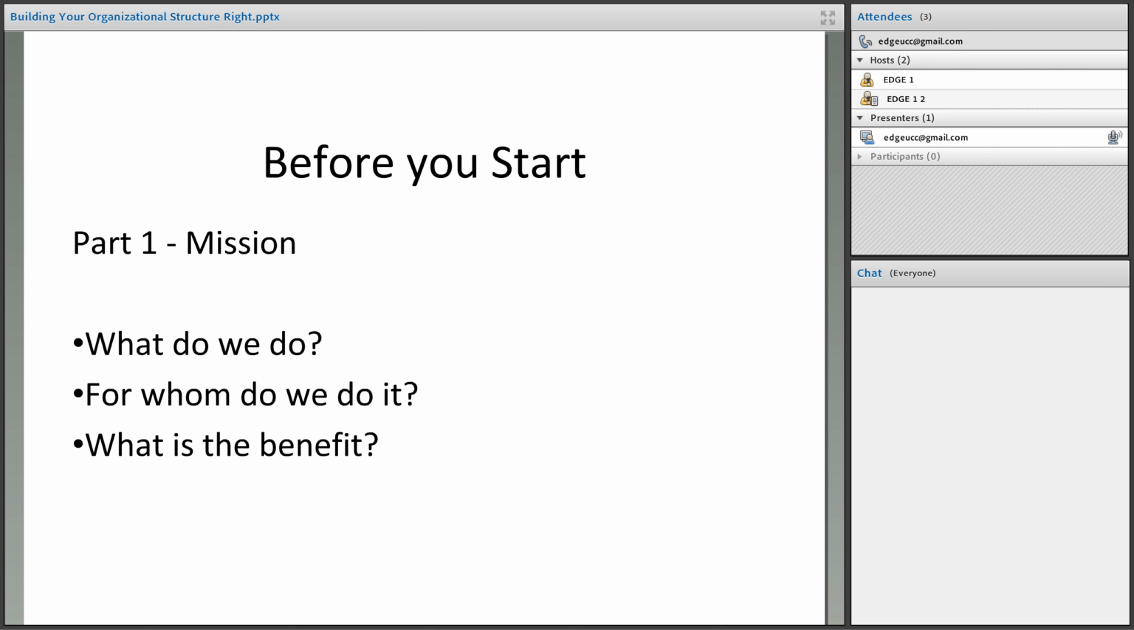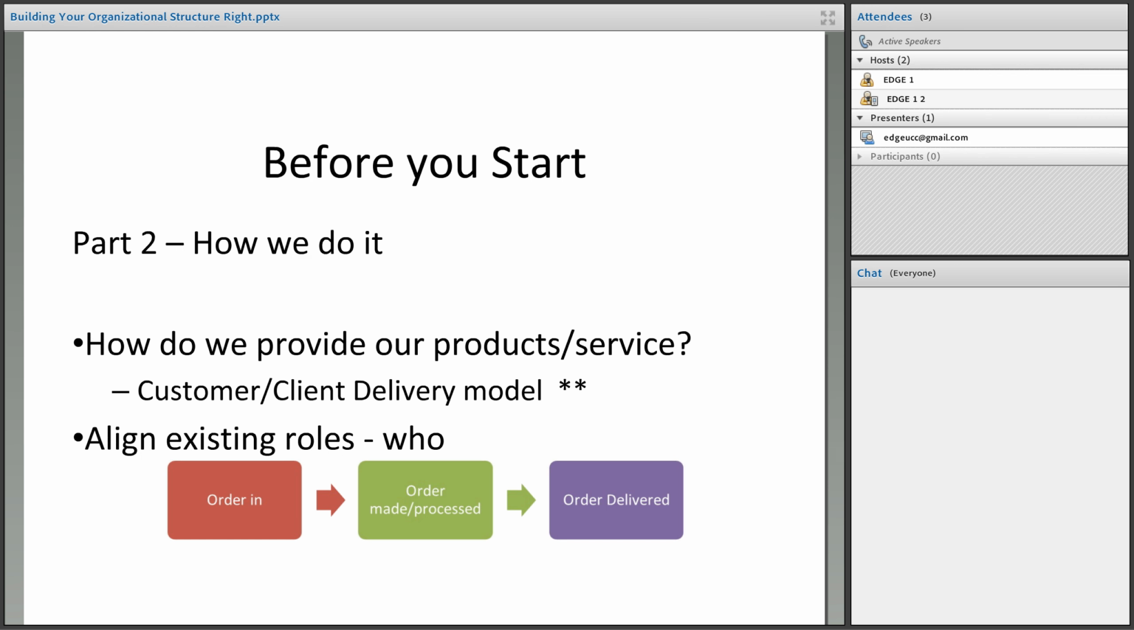And that is really important, to make sure that you're really clear in outlining what your mission is in terms of the answers to these three questions, because you're going to be making sure that the roles that you require support what we do and for whom we do it, as one piece. But the other reason is you want to make sure that the individuals you are bringing on board to fill these roles, to do what we do and for whom we do it, understand what the organization is all about, because you want them to align with your mission.